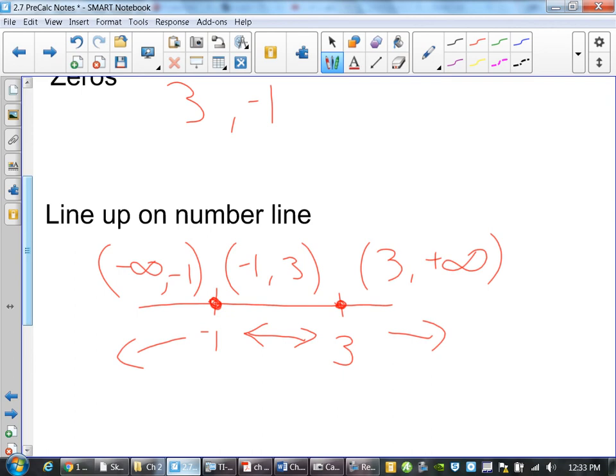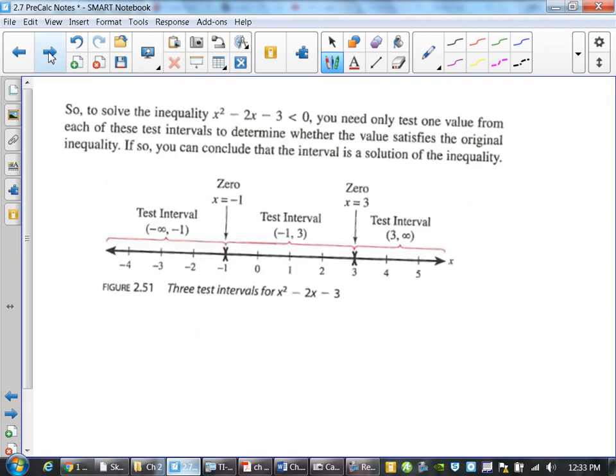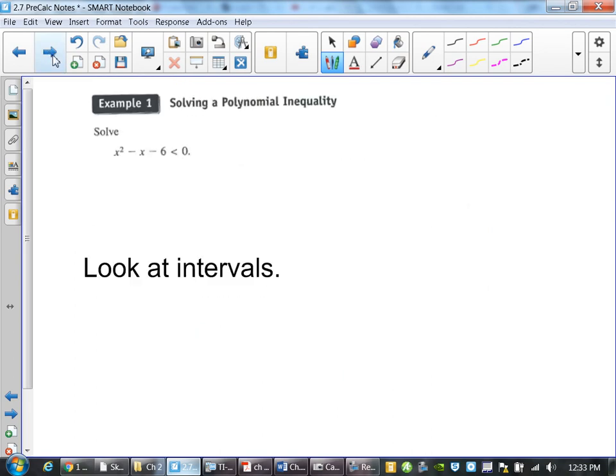These test intervals are what we're going to be coming up with. And the way we get those is the same way. We're going to factor and plot zeros. And you're going to break yourself into your intervals. And that way you can tell whether or not things are true or false. That's really all there is to this. Okay. So let's look at an example. Let's solve this one.